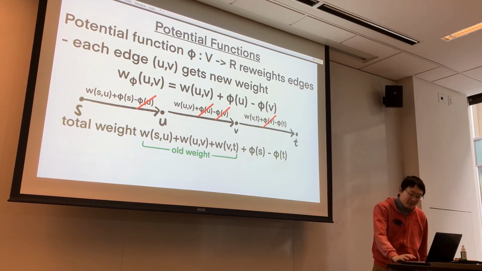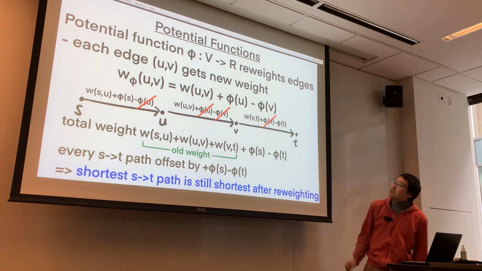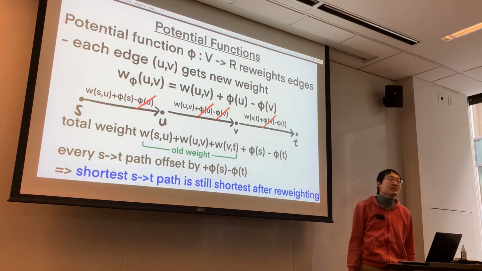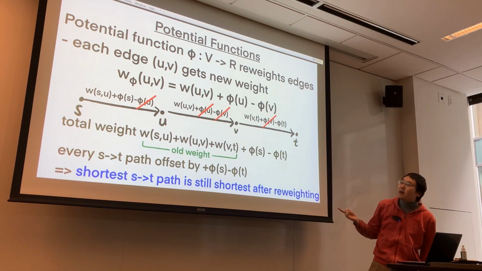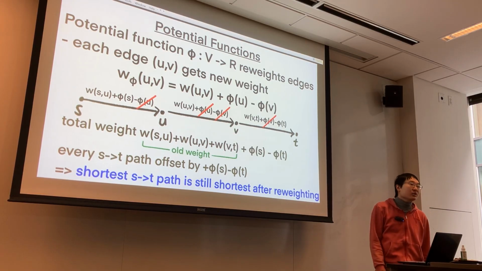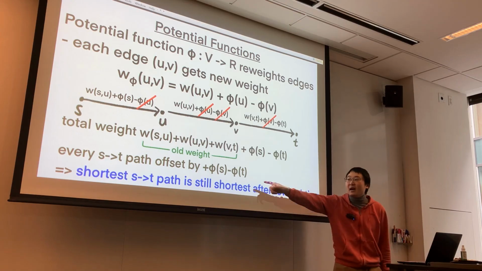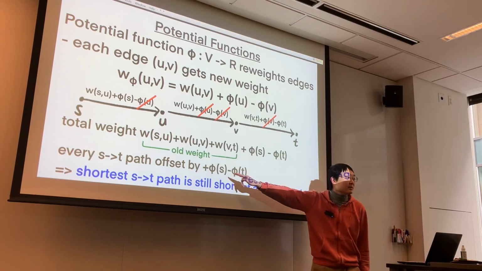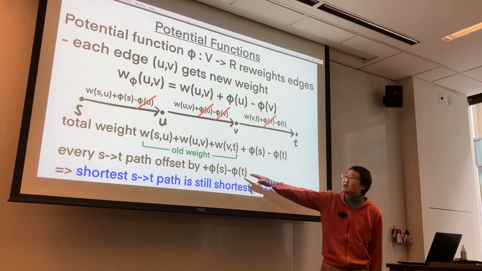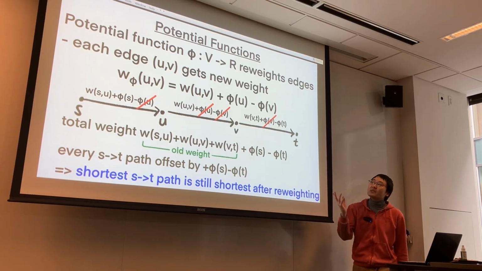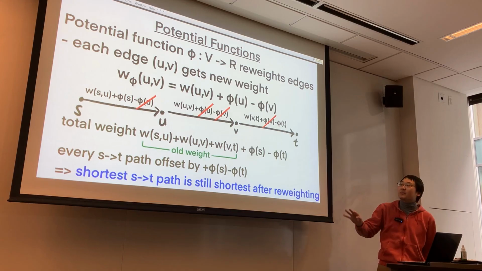What does this mean? If you fix s and t and look at the shortest s-t path, since every single s-t path is offset by the same amount, depending only on s and t, the shortest path after reweighting is still the shortest path before reweighting.